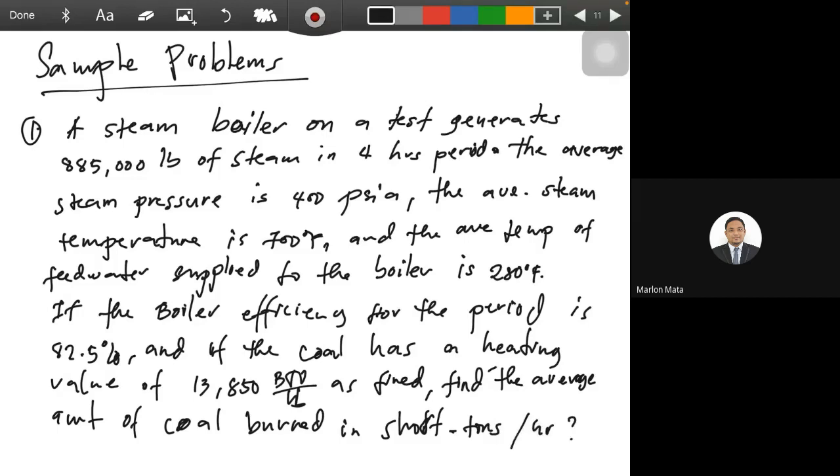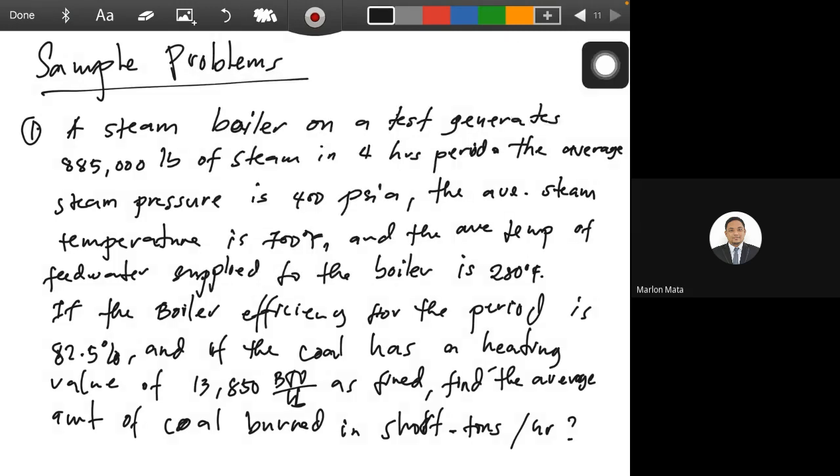Okay, so a steam boiler on a test generates 885,000 pounds of steam in 4 hours. The average steam pressure is 400 psia. The average steam temperature is 700 degrees Fahrenheit. And the average temperature of feed water supply to the boiler is 280 degrees Fahrenheit. This is at saturated liquid condition. If the boiler efficiency for the period is 82.5%, meaning we're given the boiler efficiency, and if the coal has a heating value, QH, of 13,850 BTU per pound as fired, find the average amount of coal burned in short tons per hour.